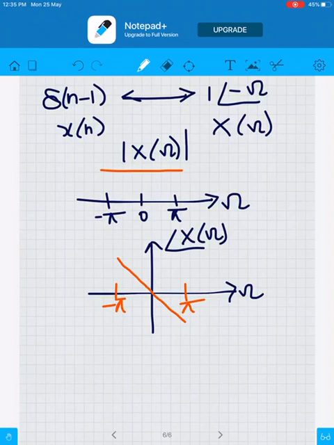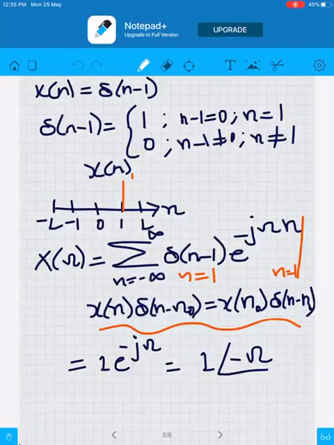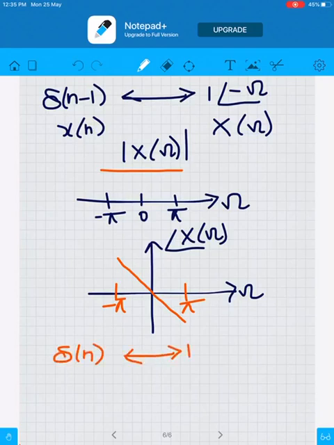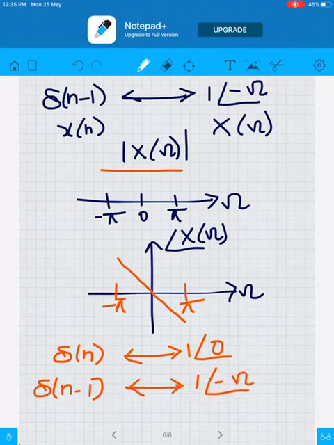Another concept that we can learn here is that the first example was x of n is equal to delta of n, and the second case was x of n is equal to delta of n minus 1. When I had delta of n, the frequency domain representation was 1 at an angle of 0. When I had delta of n minus 1, the frequency domain representation was 1 at an angle of minus omega, or 1 into e power minus j omega. So I can say that shift in time domain leads to multiplication by an exponential in frequency domain.